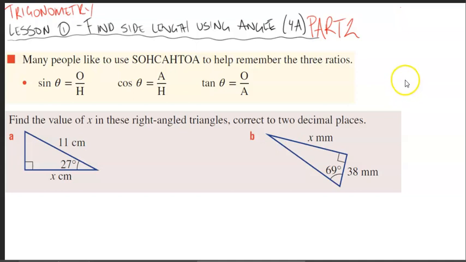This is part 2, year 10s, of finding side length using an angle for exercise 4A. It's highly recommended that you watch part 1, but if you feel confident and you just want to jump straight into the examples, you're more than welcome to watch part 2. If it doesn't make sense, definitely go back to part 1.